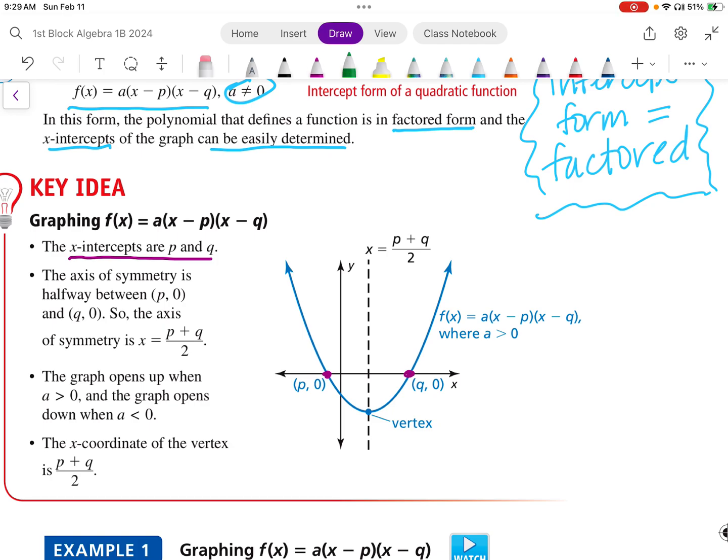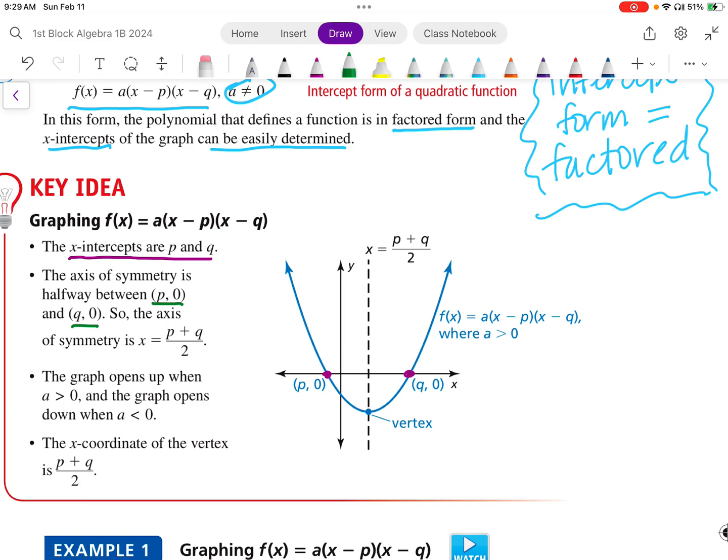The axis of symmetry is halfway between the zeros. Okay, if we're dealing with a quadratic function, our axis of symmetry is halfway between two zeros. Now, if there's only one zero, that throws a whole other wrench into it. So we won't worry about that. We're going to assume we have two zeros when we're dealing with intercept form, and that halfway in between is our vertex. Now, you can just look at the graph and count if you wanted.